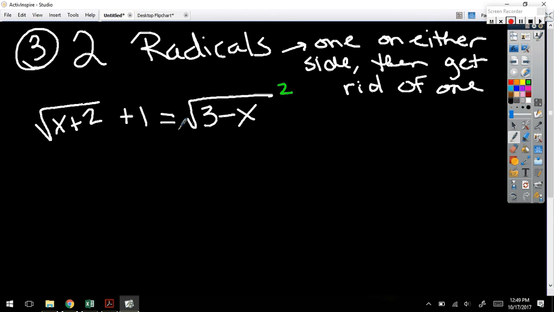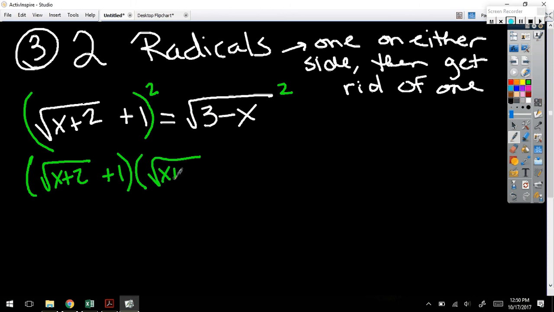Square. I have to square this side, and I have to square this side. We just determined when you square something with a plus or a minus in the middle, you have to write it out 2 times. Watch what this looks like. Square root of x plus 2 plus 1 times square root of x plus 2 plus 1 equals, this is gone, 3 minus x.